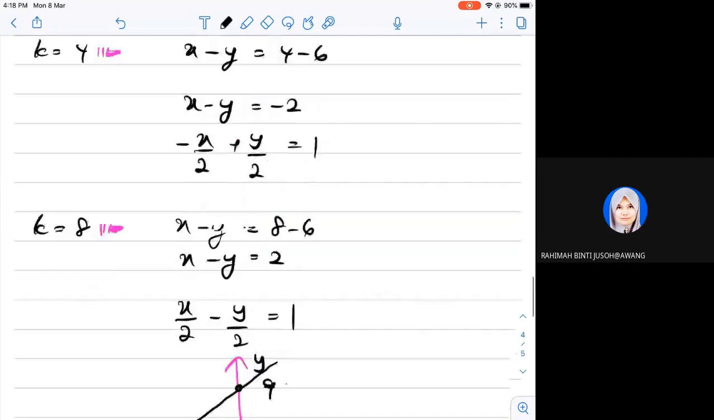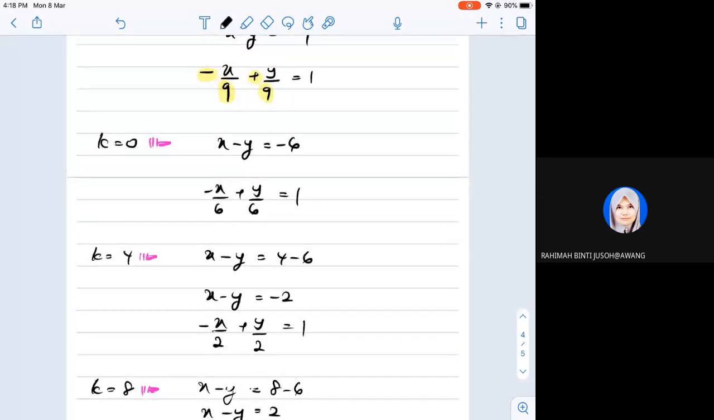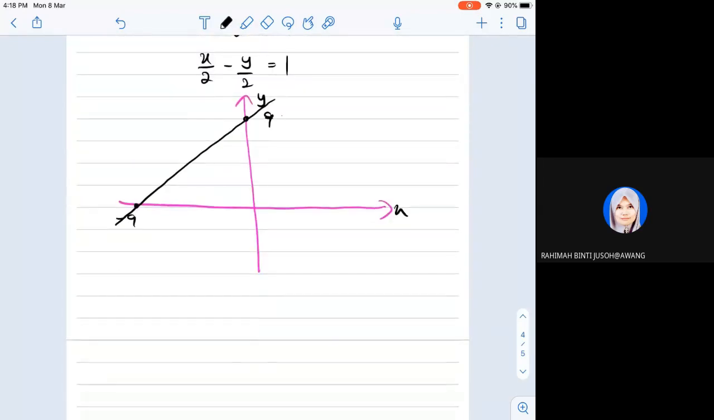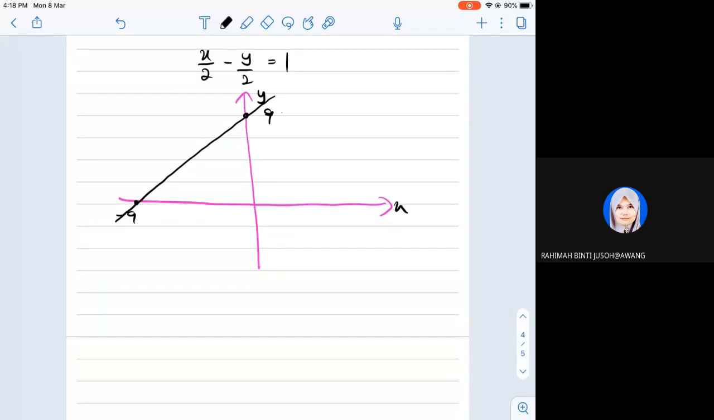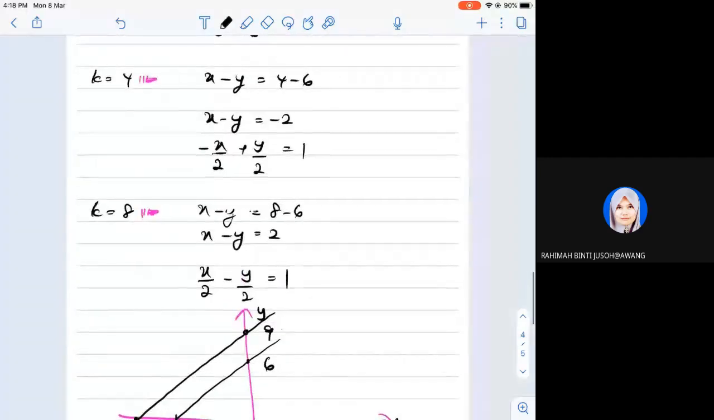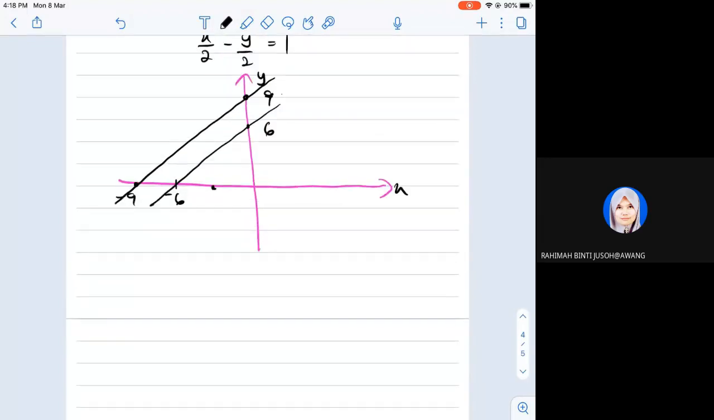Okay. And then the second equation, when k equals to 0, we have x equals to negative 6 and y equals to 6. So here negative 6 and y equals to 6. Therefore, this is the line. Guys, you all pakai pembaris. And then when k equals to 4, negative 2 and 2. So negative 2, here should be 2. So this is the line.